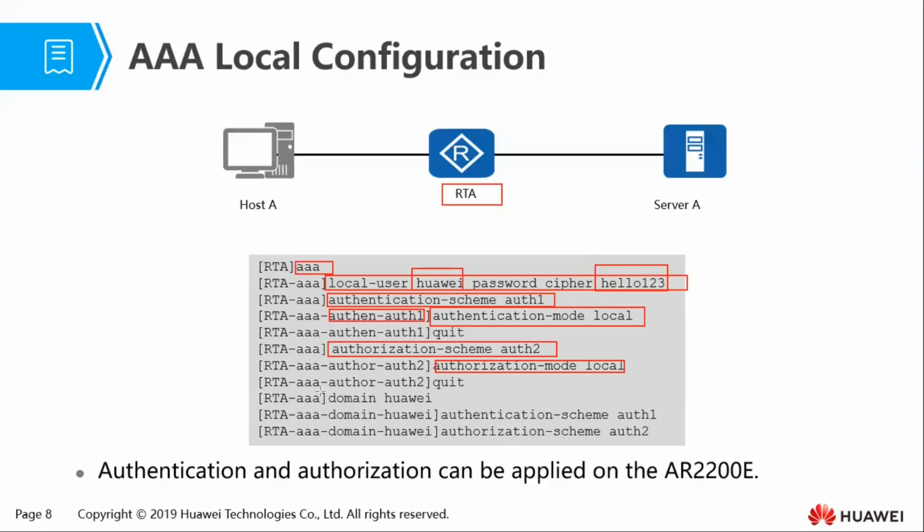After we are done with that, we can now create a domain. This is how we create a domain: domain, then the name of the domain. After you're done with that, you can specify the authentication and the authorization schemes that you just created above. We want it to apply to all people that are under the Huawei domain. We want it to apply the authentication scheme auth1 and the authorization scheme auth2.